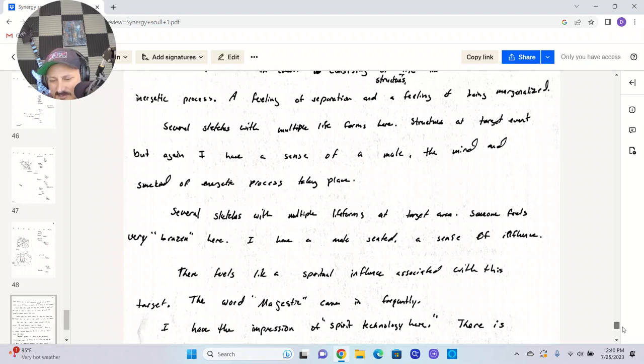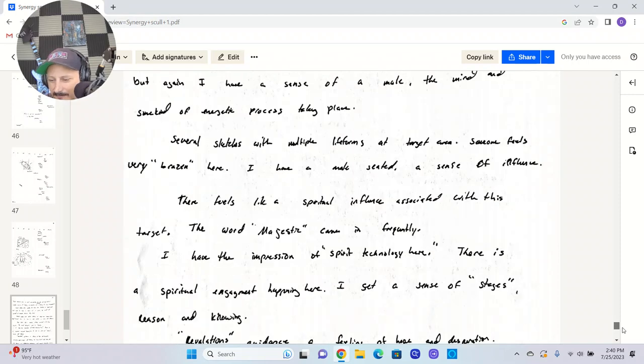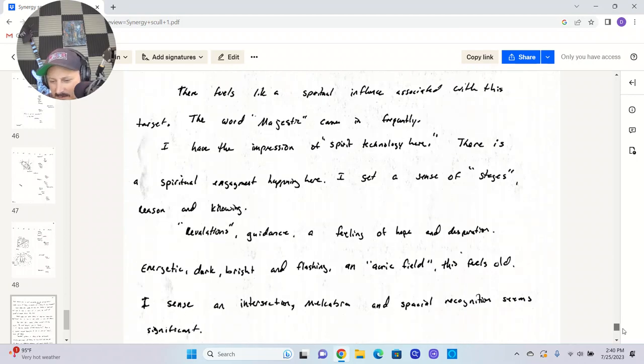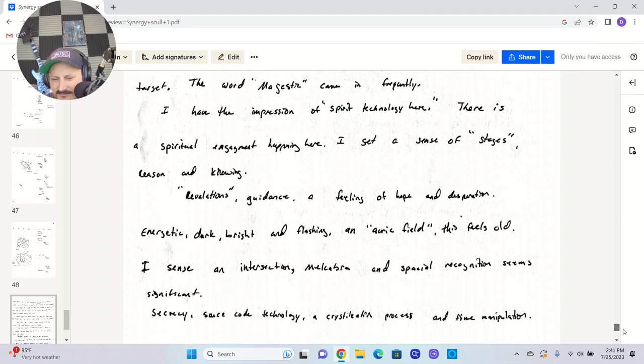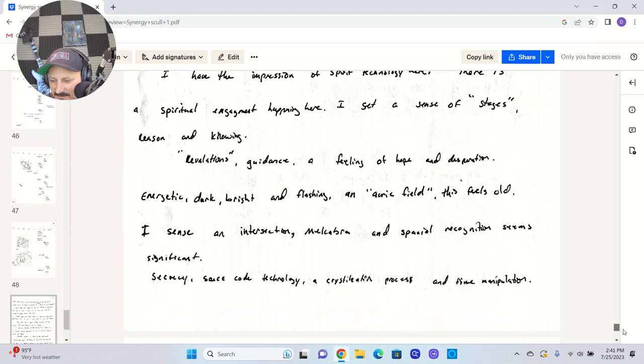There feels like a spiritual influence associated with this target. The word majestic came in frequently. I have the impression of spirit technology here. There is a spiritual engagement happening here. I get a sense of stages, reason and knowing, revelations, guidance, a feeling of hope and desperation. Energetic, dark, bright, and flashing, an auric field. This feels old. I sense an intersection, a macabre. A spatial recognition seems significant.